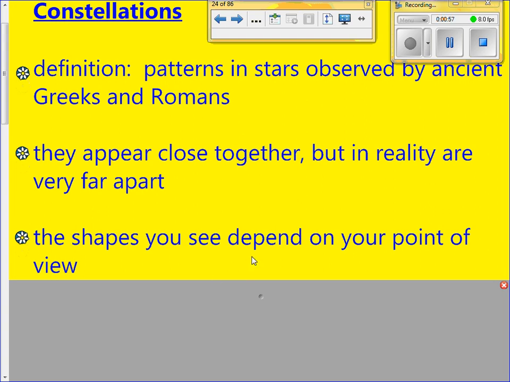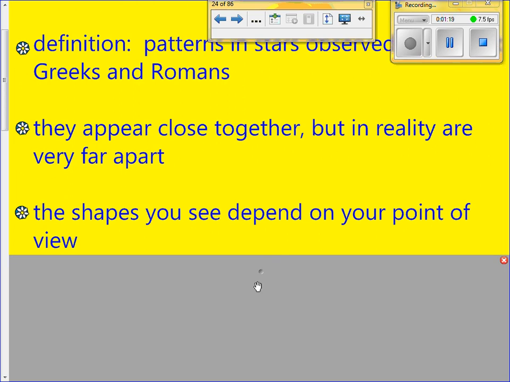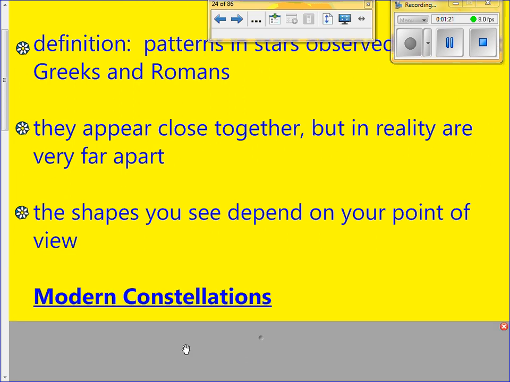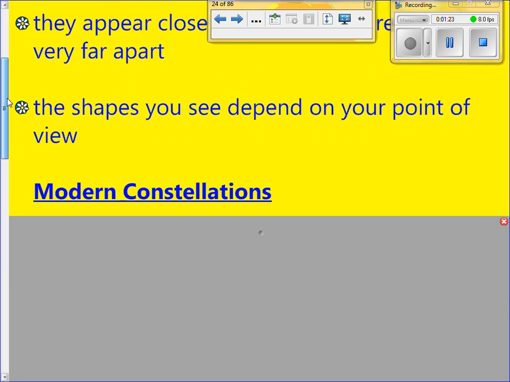For instance, some constellations you can only see during some times of the year. Orion, for example, is a winter constellation. I would think some of you are familiar with Orion. It's where you can see the 3 stars in a row that are his belt, and then you can see his bow and arrow. That's a constellation that you only see in the winter. So it depends on your point of view as to where the Earth is in reference to the sun.